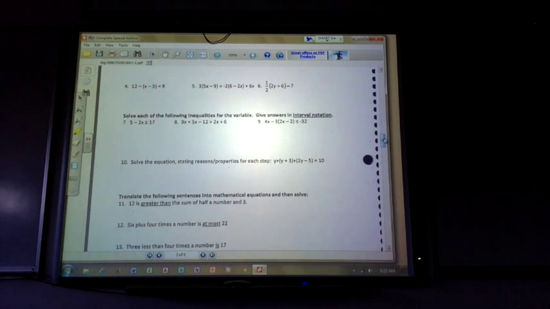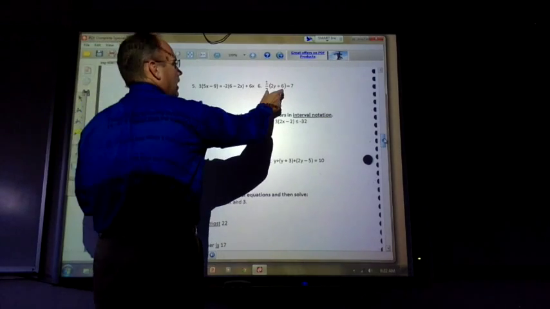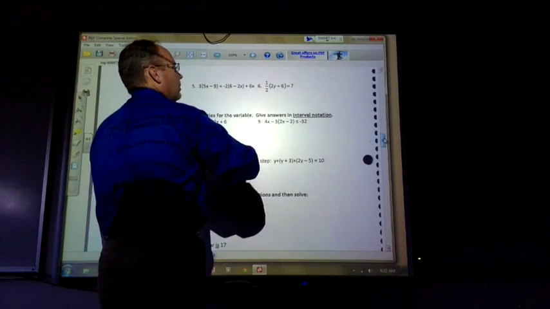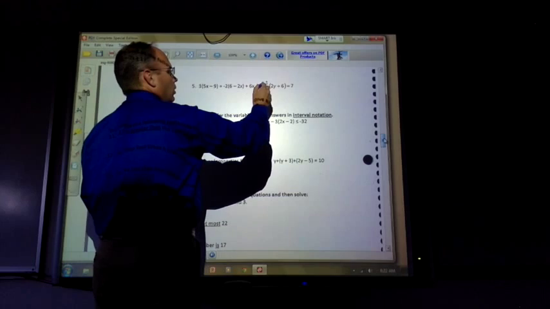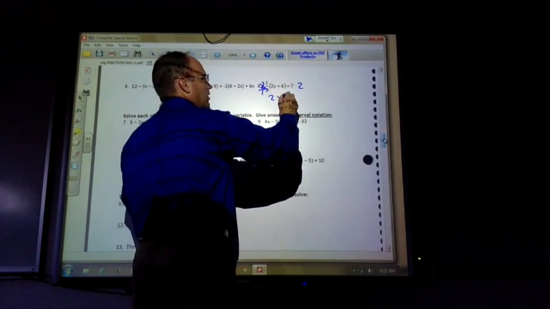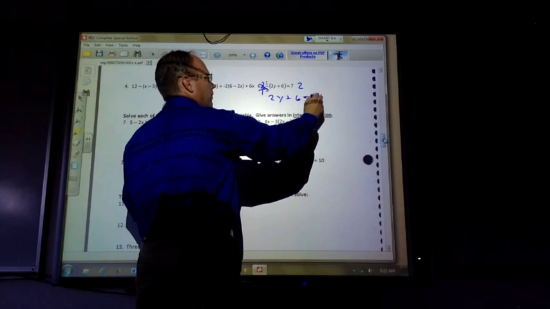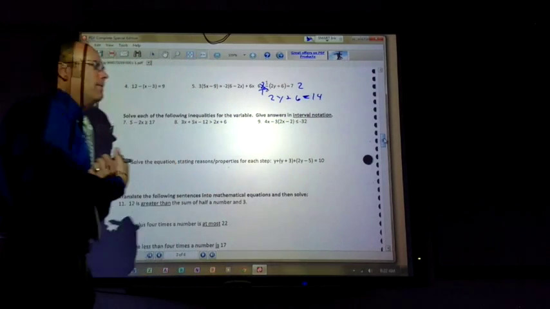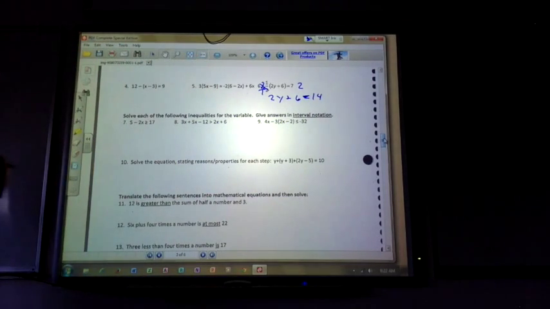Multiply everything by 2 over 1. So right now I have 2 terms. This right here is its own term, and that's its own term. So if I multiply both sides by 2 over 1, that cancels. That gives me 2y plus 6 equals 14. Is that okay? Now what?